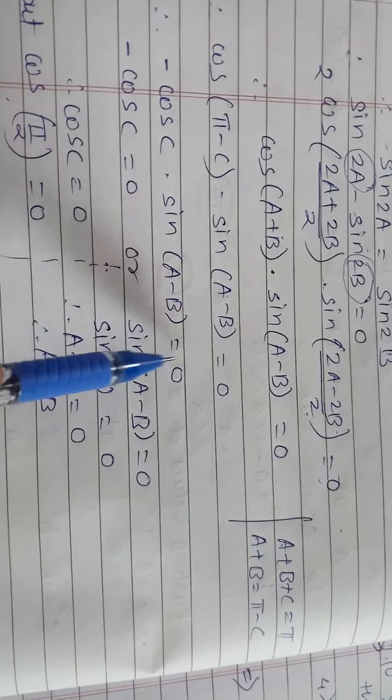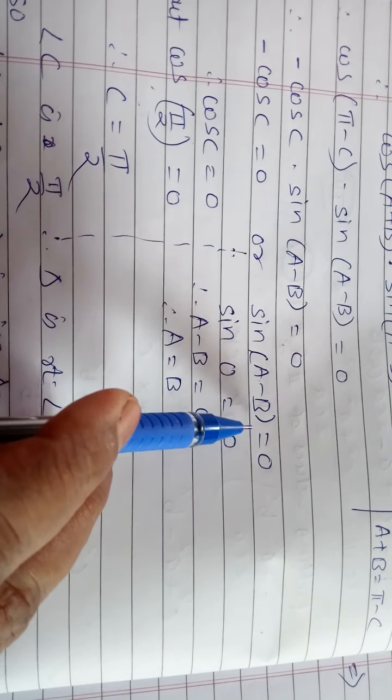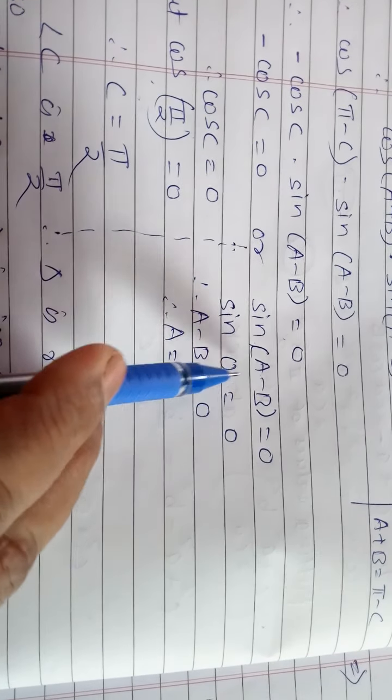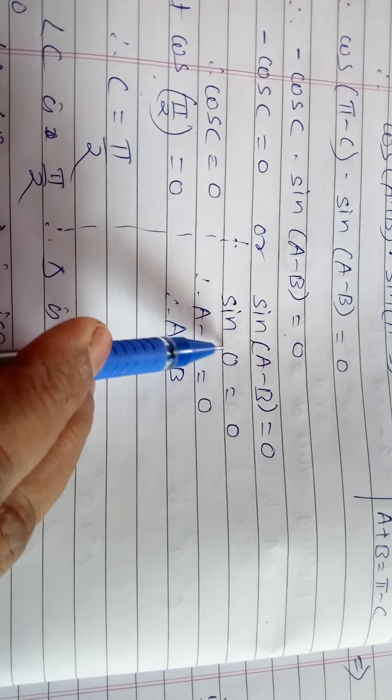The minus sign on cos is irrelevant, so cos c = 0, and here sin(a−b) = 0. At which angle is sin 0? sin 0 is 0. So comparing these two, a − b = 0, and so a = b. Here we get cos c = 0, but cos(π/2) is 0, so c = π/2, and hence c is 90 degrees.